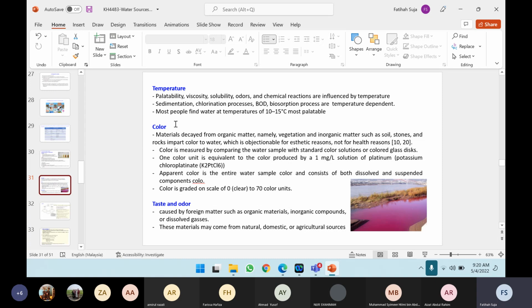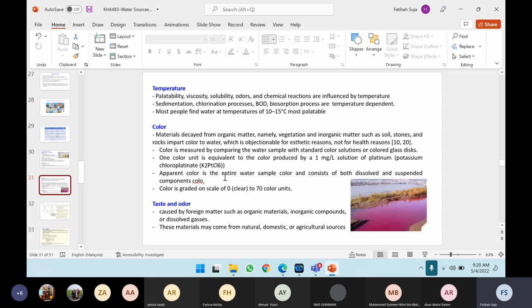So color is also important because it comes from materials decayed from organic matter. Sometimes it's okay, but it is not aesthetically acceptable. Color is measured by comparing the water sample with standard color solution or colored glass disc. One color unit is equivalent to the color produced by a 1 milligram per liter solution of platinum, potassium chloroplatinate. This is the probe.